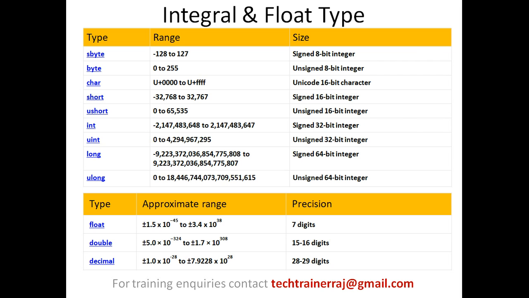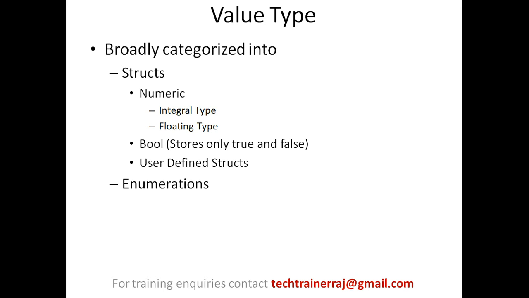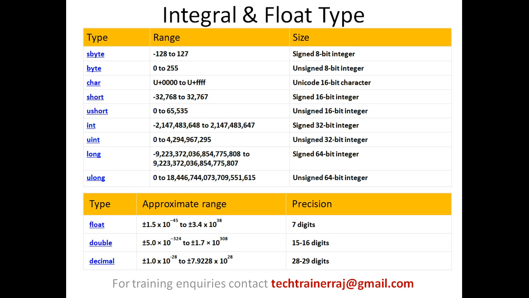Under value type, as we have seen, under structs there is a numeric value type, and under numeric also there are two types of value types, which is integral type and floating type. We'll take a look at what these integral and float types are. These are basic data types which have specific data storage assigned to them. For example, if you take an integer, to store an integer, the compiler will assign a 32-bit memory.